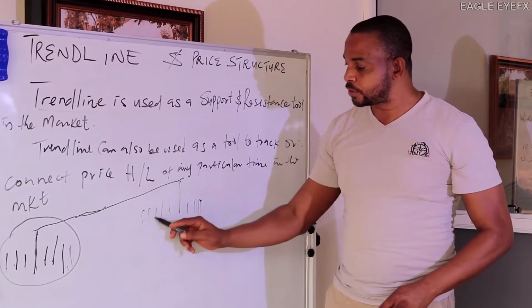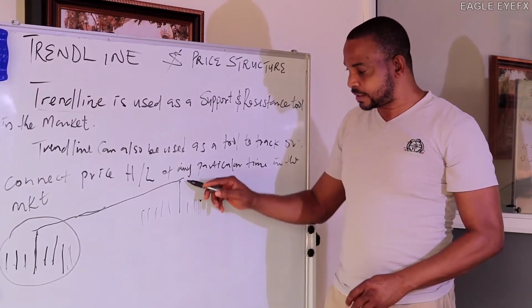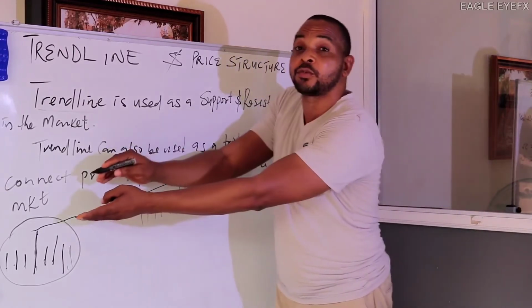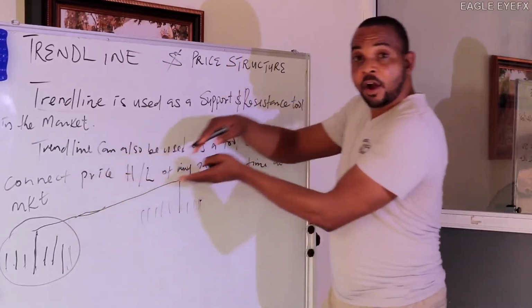Can you see? 1, 2, 3, 4. This is the highest among it. 1, 2, 3. This is still the highest among it. So that's where you are going to place your trend line on an upward trend.